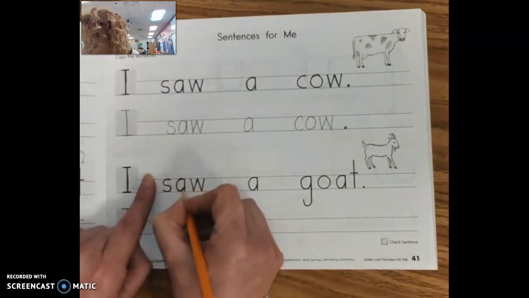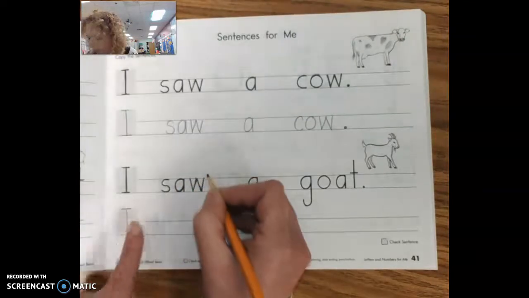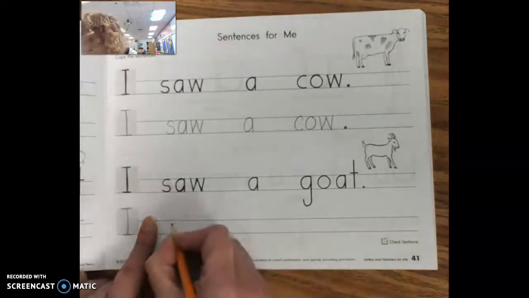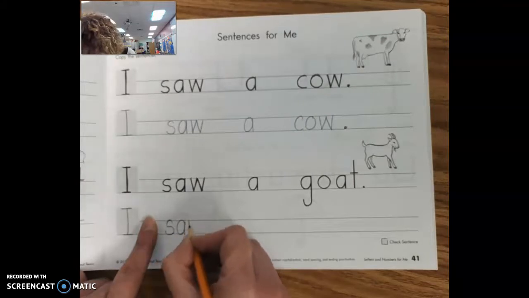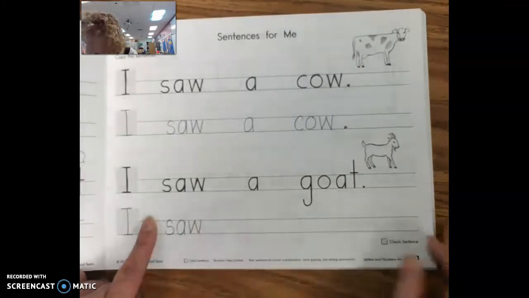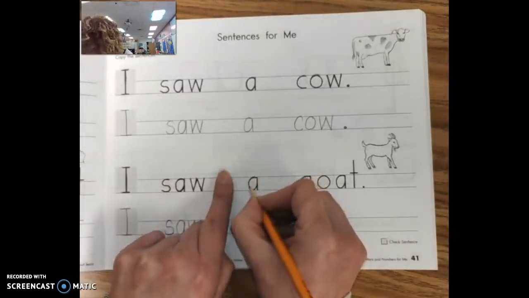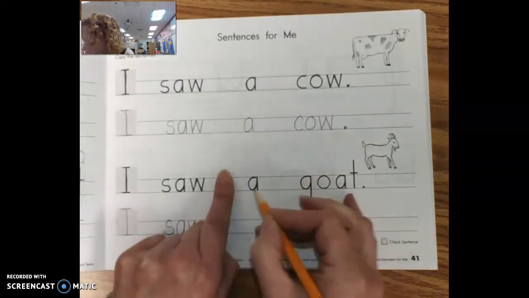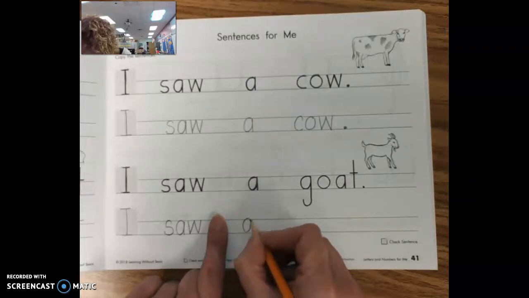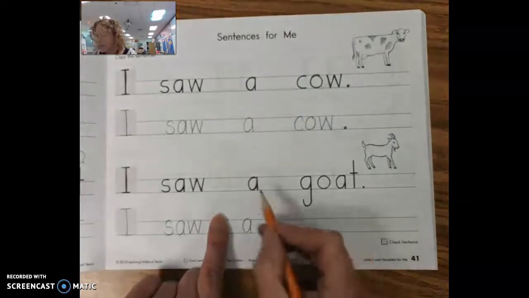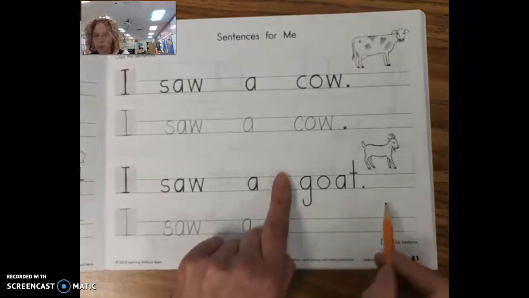All right, we've already written this one time above. So take your time. Now I'm going to come down here, put my finger space here. I saw. Now I'm putting my finger back over here and I'm going to trace the A. I saw A. Now I'm going to come down here. I saw A. All right, notice that the A is between the lines. It's a small letter. Now I'm going to trace the word goat.